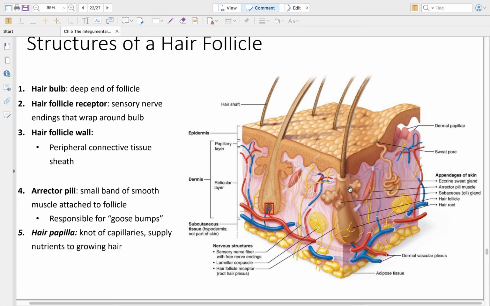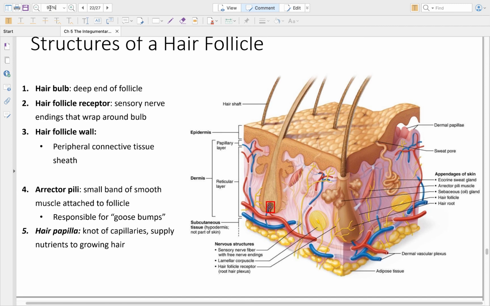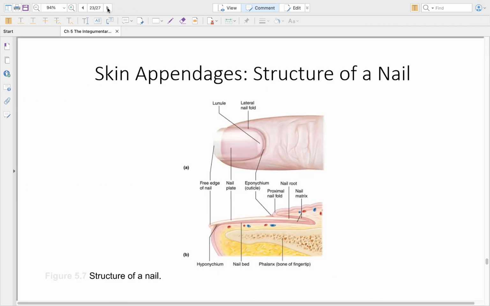Of course, our sebaceous gland, this oil gland, releases oils onto the hair, and it's part of the reason why sometimes if you don't wash your hair, it gets greasy, right? That oil is coming from these little clusters called sebaceous oil glands. So the structures are pretty straightforward. You shouldn't have too big of a challenge with them. You just want to know them, memorize them.